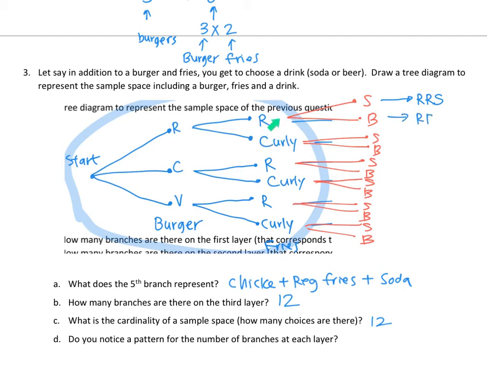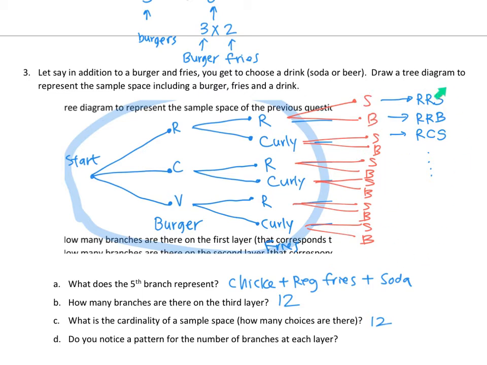So R, B. Still one more. The third branch is regular burger, but now it's curly fries, and then soda. So regular burger, curly fries with soda, and so on and so forth. So that's what each branch at the last layer represents.